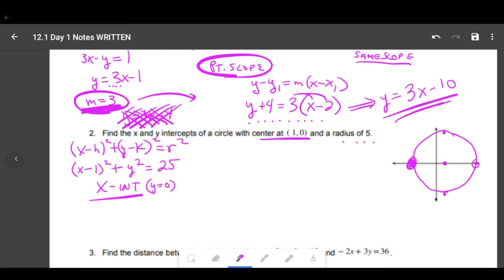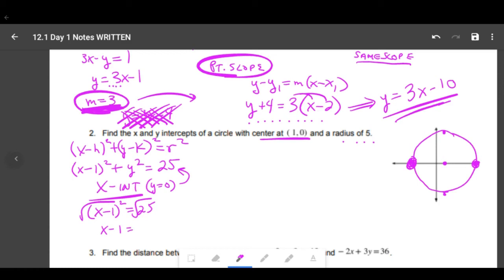Over here, y equals 0. So if I take this equation and I plug in 0 for y, I'm just going to have x minus 1 squared is equal to 25. Now I got to go through and just do some algebra. So if I take the square root, I have x minus 1.